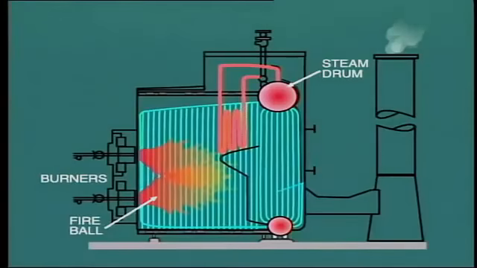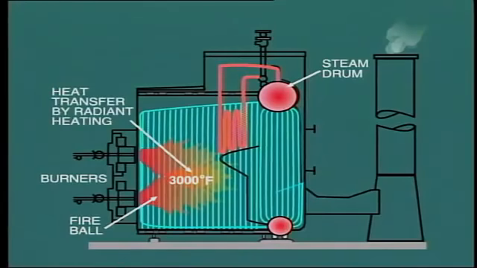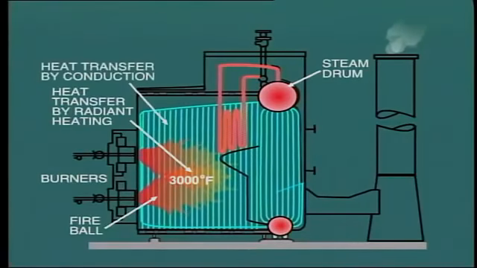First, the combustion chamber. Flames in the fireball are at a temperature in the region of 3,000 degrees Fahrenheit, and these flames radiate heat to the water walls by line of sight. A large amount of the heat from combustion is transferred to the water wall, and consequently the water inside the tubes by radiant heating. Higher in the furnace, beyond the fireball, hot combustion gas continues to transfer additional heat to the water walls by conduction.